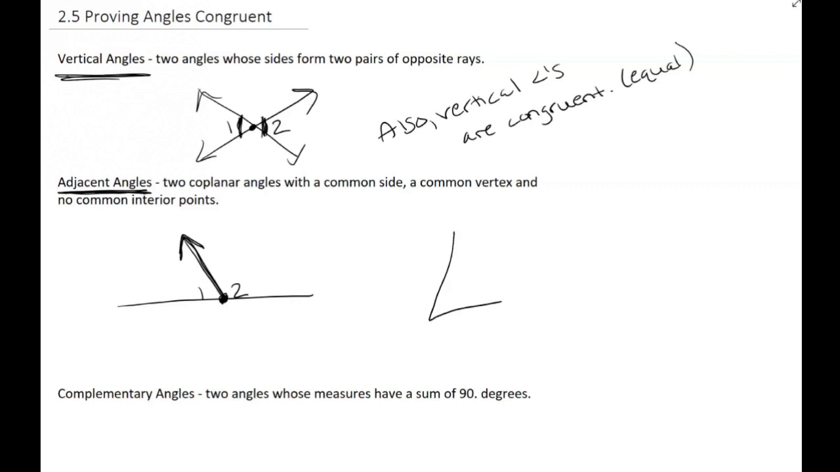Another example might be something like this. Let's do 3 and 4. These are adjacent because they share the same vertex here and they have a common ray. So adjacent angles are touching angles. Maybe that's important to write. They're touching angles.